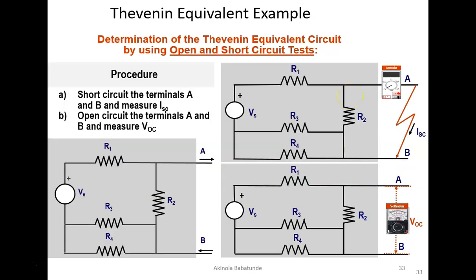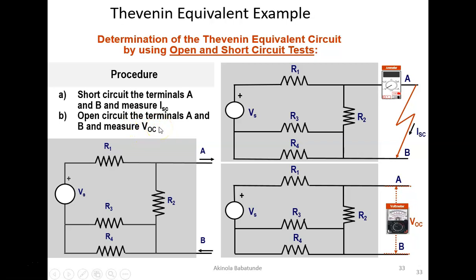So if we choose to use the open and short circuit tests, how do we go about it in case we have a question in that direction? This is what we do. Short circuit the terminal A and B and measure I short circuit. Okay? And then open circuit the terminals A and B and measure VOC.